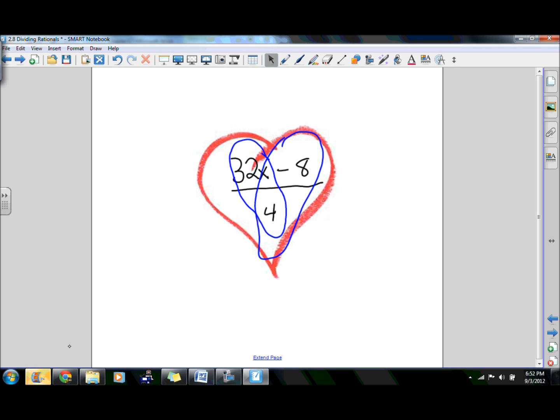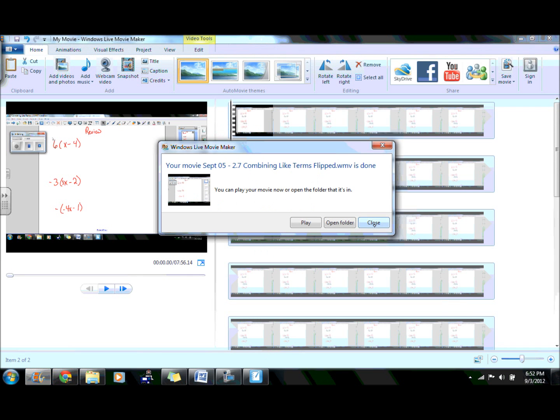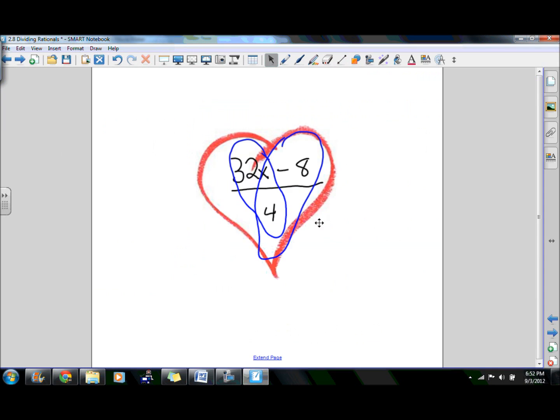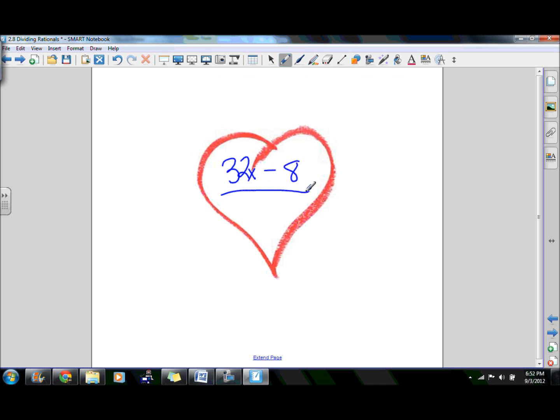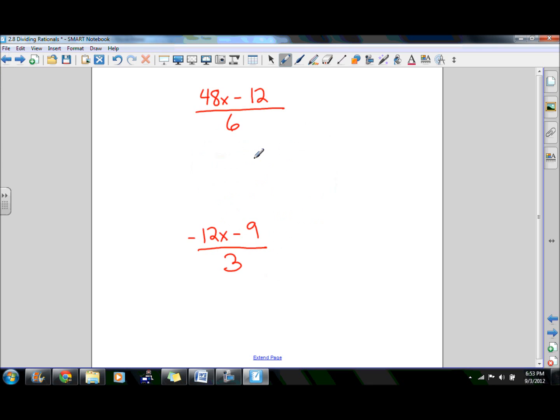I think one of my documents is down here. Okay, whoa, that is horrible. Just horrible. Let's try this again. 32x minus 8 all over 4. Heart method. Heart. Heart. Okay? Pretty horrible. But the idea is that it's a picture.